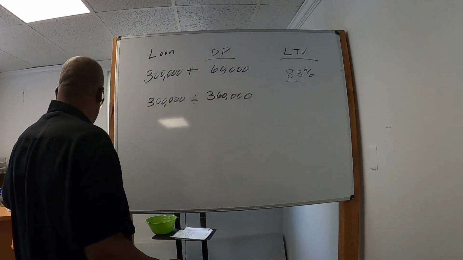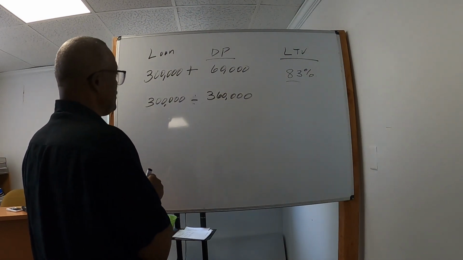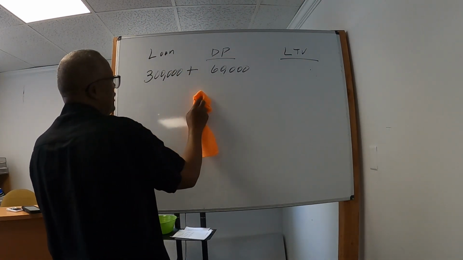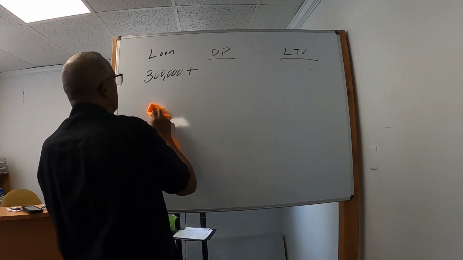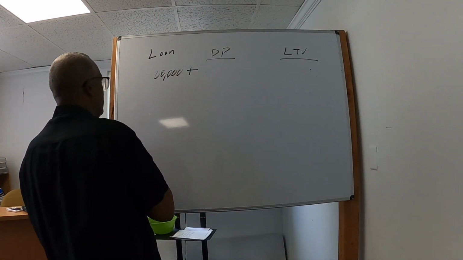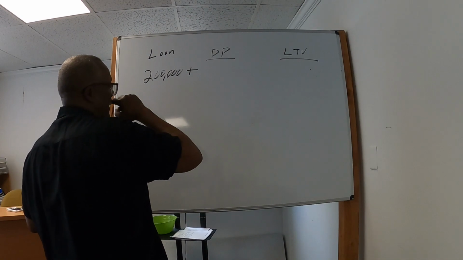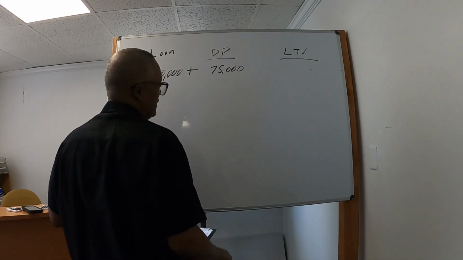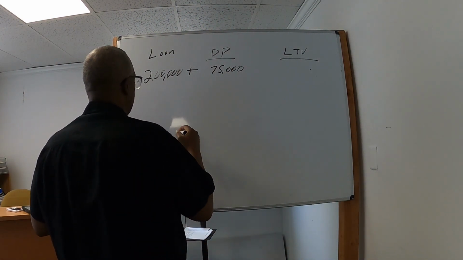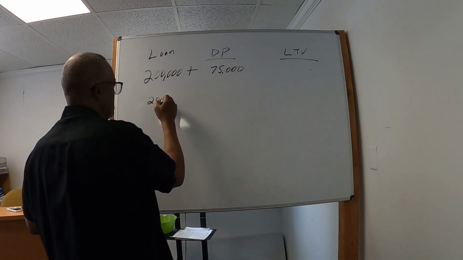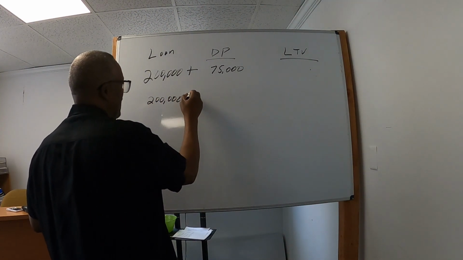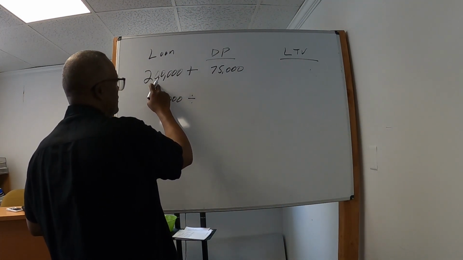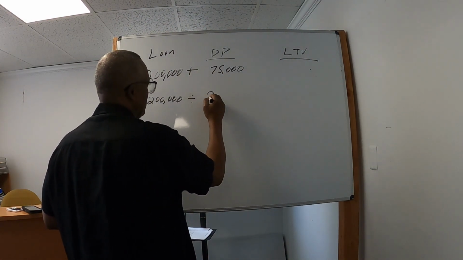But let's do another one. That way you'll see it again. Erase this right here, and we're going to go back up here and erase that. We'll just say we got a $200,000 loan, and we have, let's say, $75,000 down payment. It's a big down payment, right? So we're going to bring down the loan amount of $200,000, and we're going to divide by 200 plus 75. So we got 275.